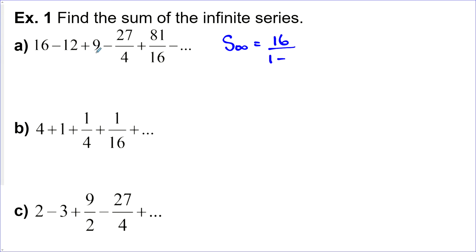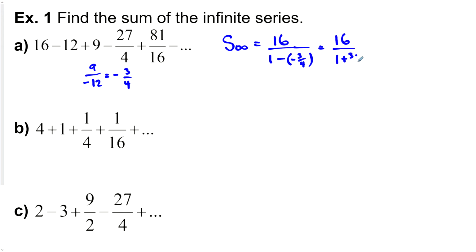The common ratio is found by taking a term and dividing by its preceding term. So let's do 9 divided by negative 12. We can simplify this to be negative 3 over 4. So I'll put it in brackets, negative 3 over 4, but if you want to just put plus 3/4 right there, that would be fine.